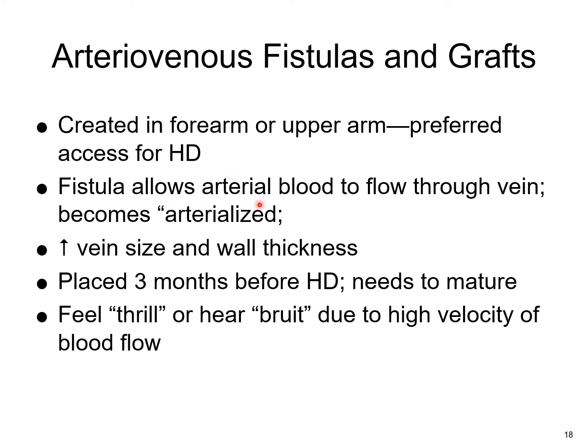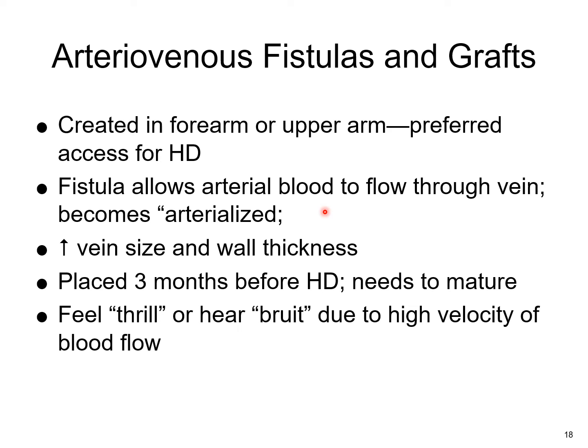So fistula allows arterial blood to flow through the vein, and it becomes arterialized. The vein does increase in size, and it becomes very thick. We need it to be thick, because then we can stick big needles in there, right? So the vein's going to increase in size. We need the wall to be nice and thick, and we need a huge blood flow, like a huge perfusion. We need that huge perfusion push to be able to go through our machine that's there, our dialysis machine. So we need all that pressure.